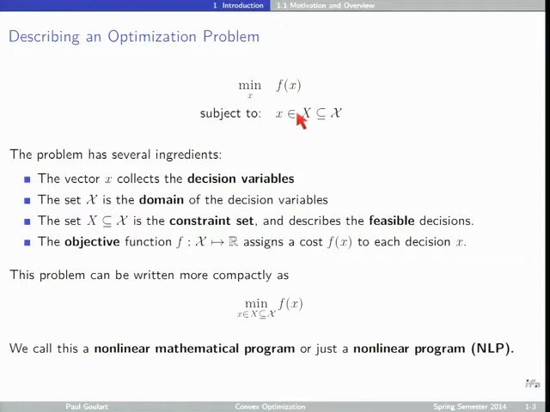Okay, so we have some problem like this, and we say that this is a mathematical optimization problem. It's very likely to be nonlinear, so we say it's a nonlinear mathematical program, or just an NLP. And if we have an NLP, usually we're unhappy because we don't know what to do. So what we want to do is describe some variations of this problem that we think we have some reasonable chance of solving.